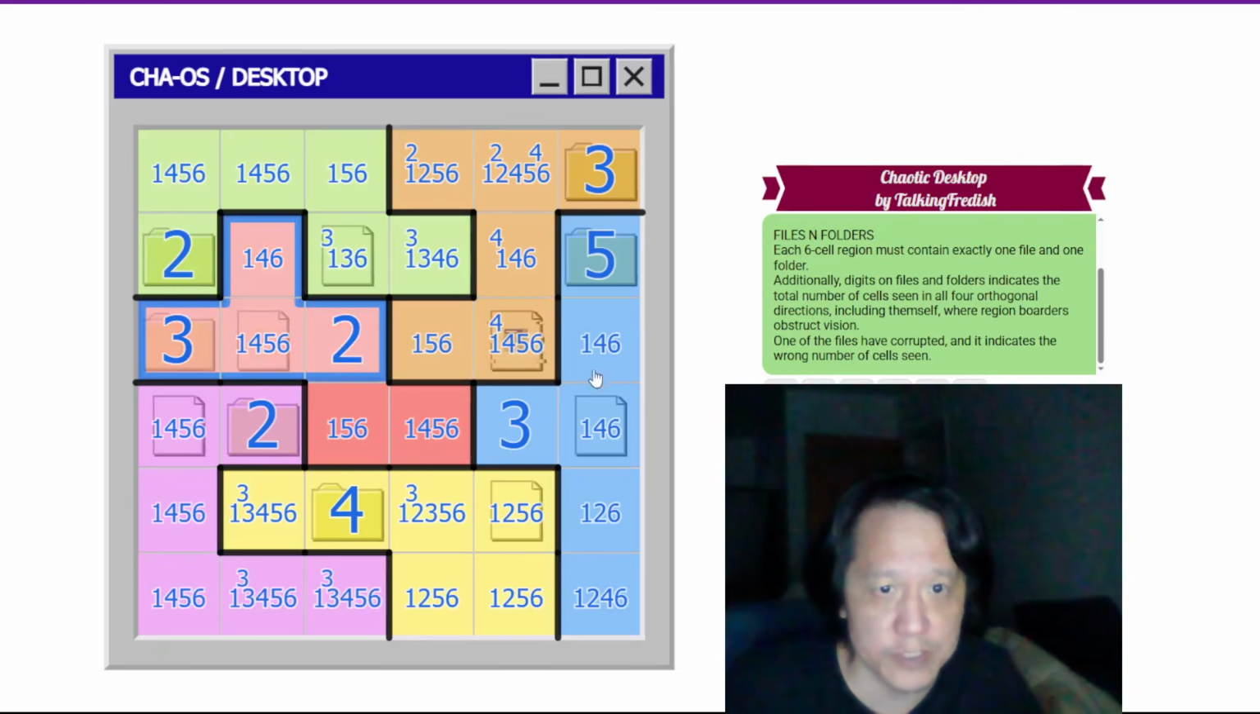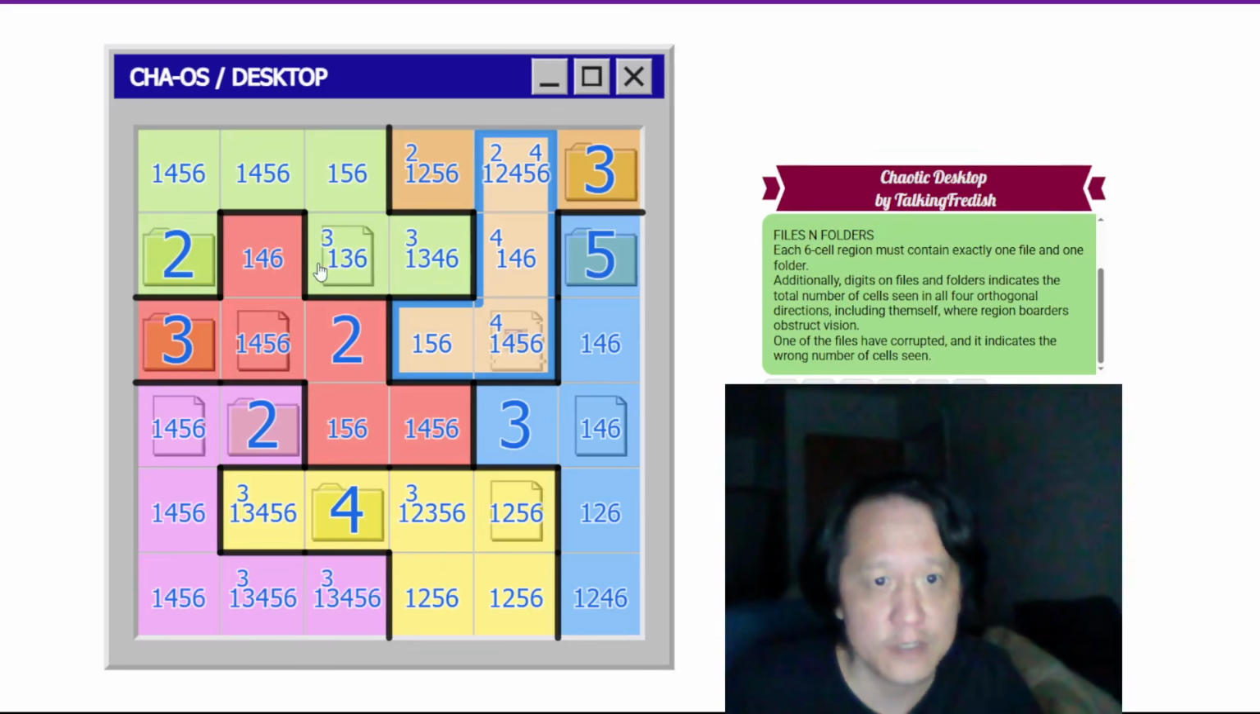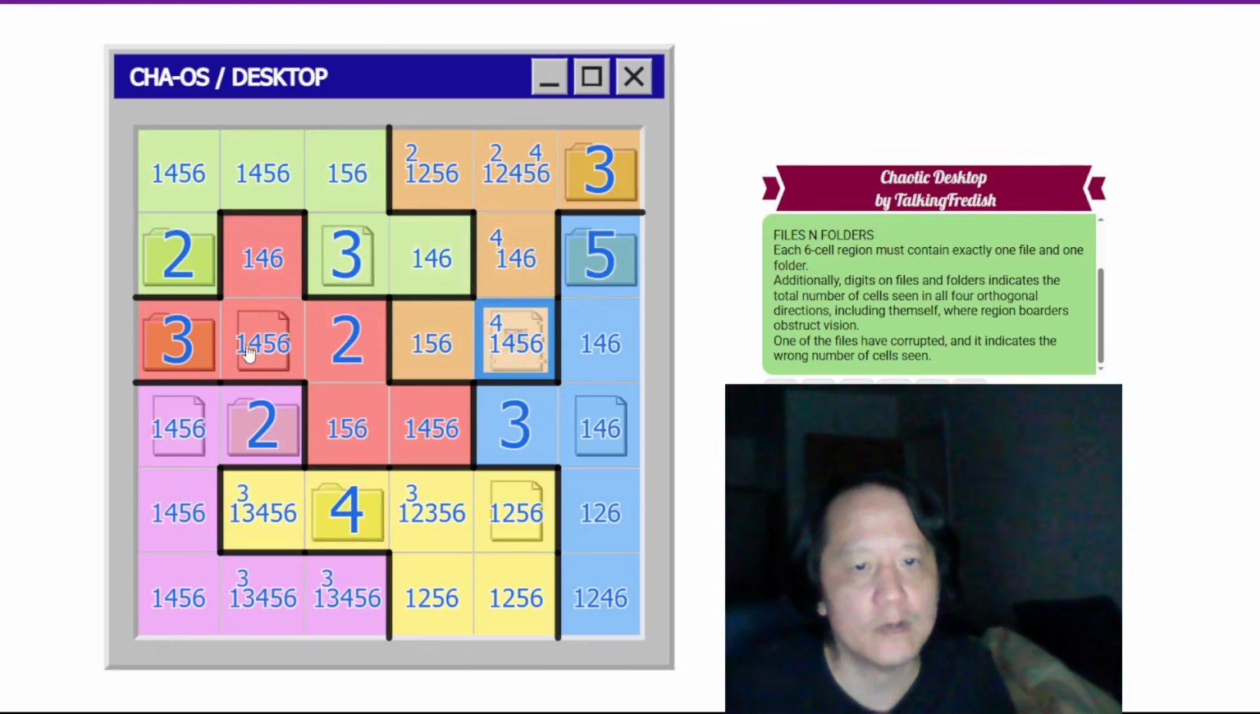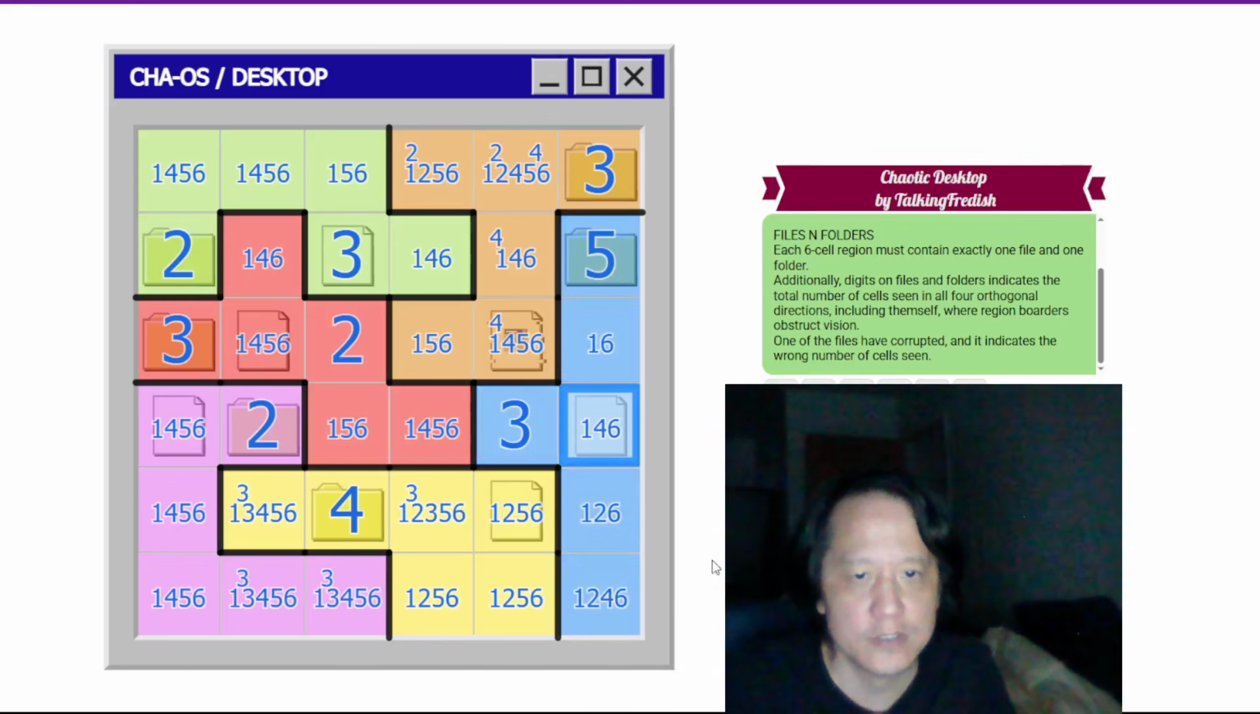This sees 4 cells, this sees 4 cells. So then this can't be corrupted. It sees 3. No 3 here. One of these 2 is a 4, so that can't be 4 here. This sees 6 cells. So this is 6. This sees 4. Can't be corrupted. This sees 5. Can't be corrupted. No 4 here. No 5.